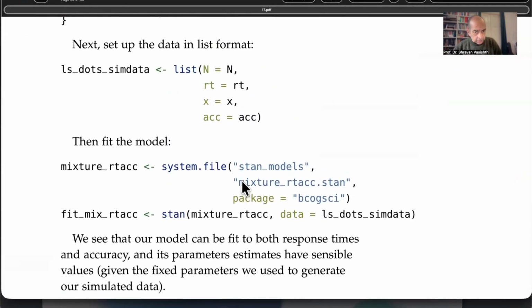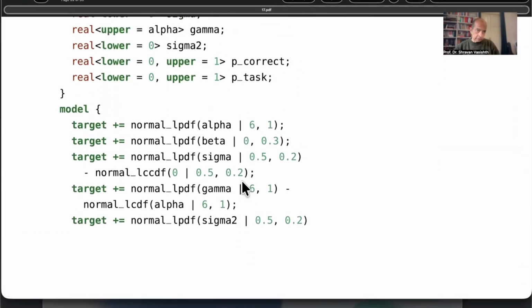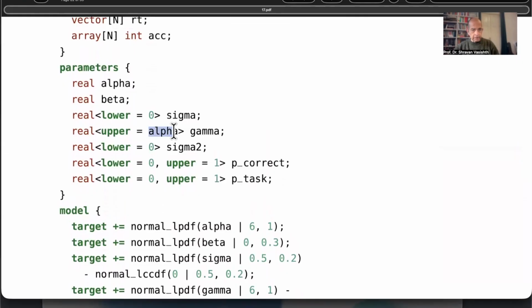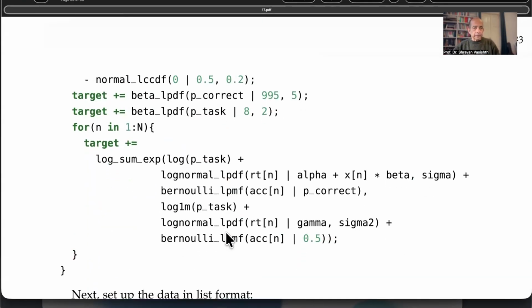Wait, did we constrain gamma here or not? Where was it constrained? Gamma was constrained here. That is, upper bound is alpha, so gamma is less than alpha. And in order to express the fact that we're truncating the gamma, just remember that this term has to be added, to be included, right? So you subtract out the log of the CDF to truncate from above.